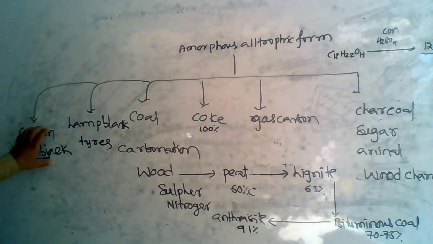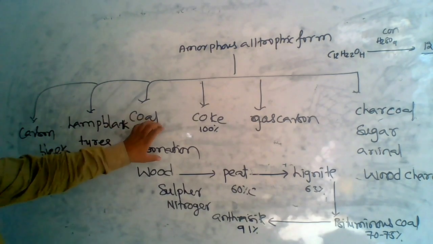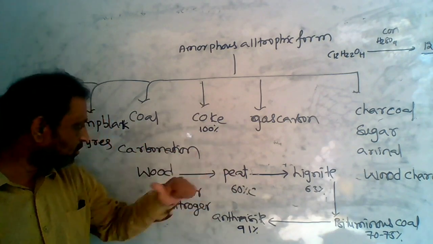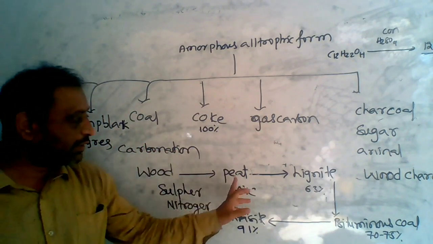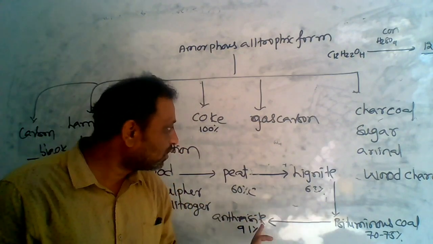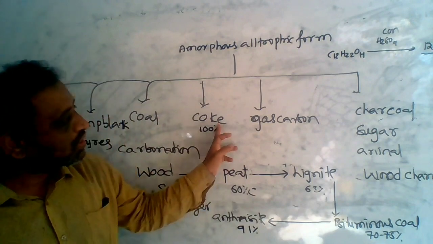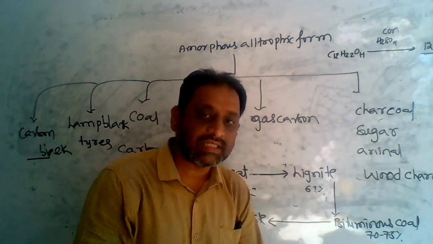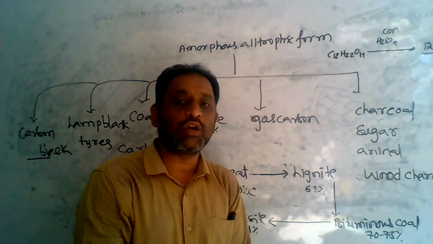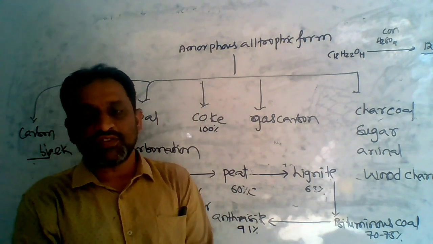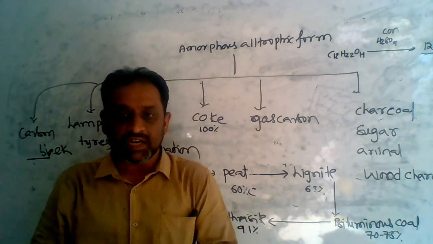So carbon black, lamp black, coal in several types, coal is also used as a fuel: peat coal, lignite coal, bituminous coal, anthracite coal, coke, gas carbon, charcoals. All are called amorphous allotropic forms of carbon. So amorphous allotropic forms of carbon is completed.